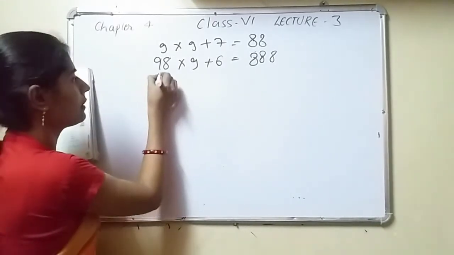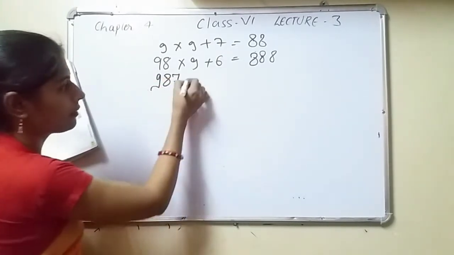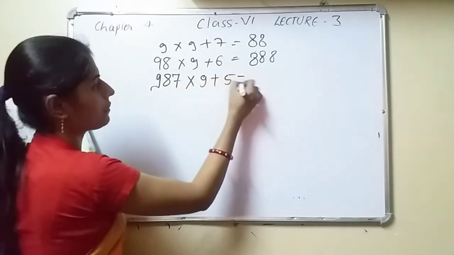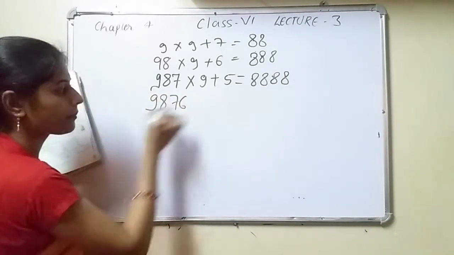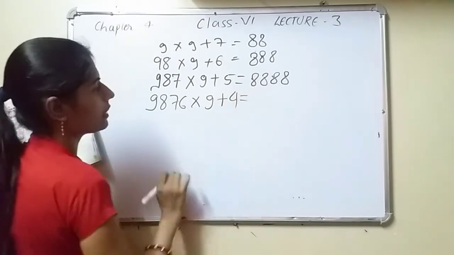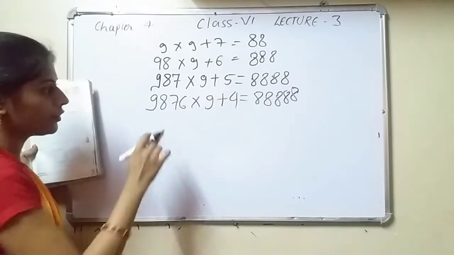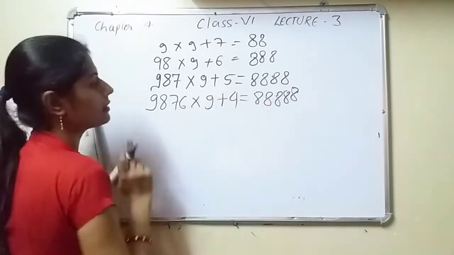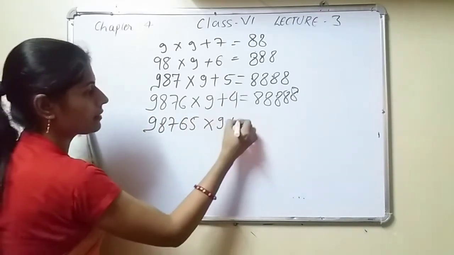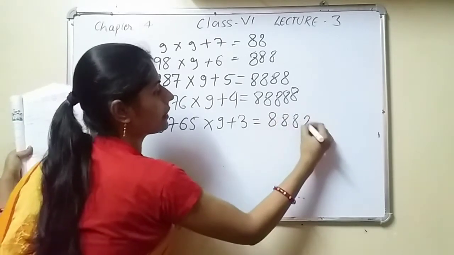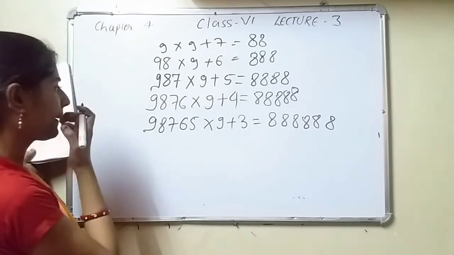Now see again here, 987 multiplied by 9 plus 5 is equal to 8888. Now here 9876 multiplied by 9 plus 4 is equal to 88888. First of all, you try to multiply it in your rough copy, then write your answer here. Now see, 9 8 7 6 5 multiplied by 9 plus 3 is equal to 888888. Up to here it is given.